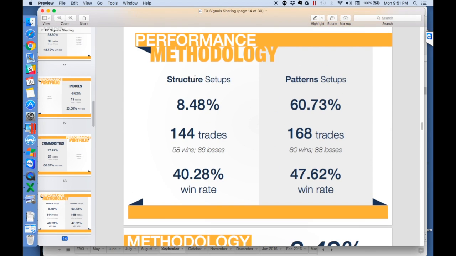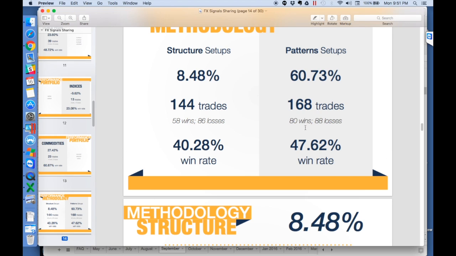We can also split it by different strategies: structure setups and pattern setups. You can see structure gives us about 8.5, patterns give us 60%. But this is a very surface-level stat, because we also need to assess whether, during the duration we tracked, the market was mainly ranging, where the pattern performs, or trending, where structure will perform. If you look at the hit rate, one is 40, one is about 47. In terms of number of trades, both are similar. So maybe we can assess that from May to last year December, a lot of the time the market was ranging. That's why this strategy performs very well.